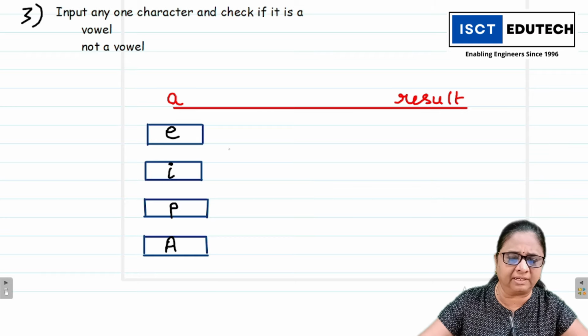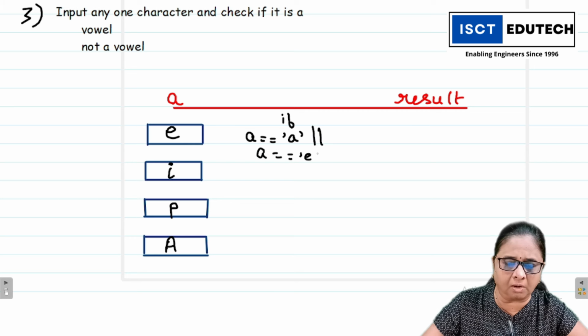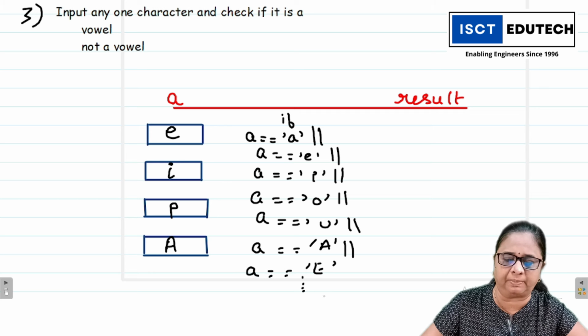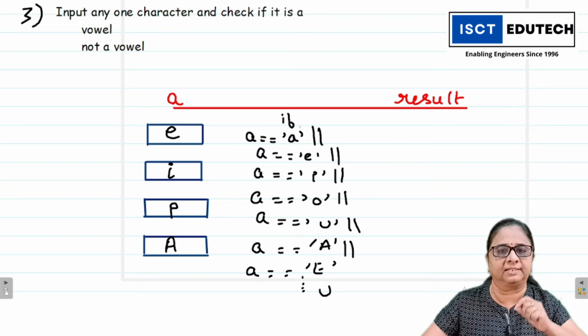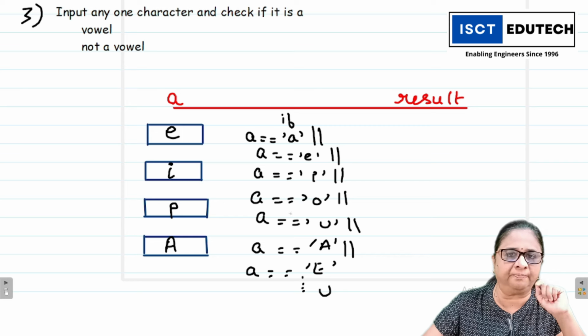How do we write it? Let me write it in a small way here. So if A is equal to a, or A is equal to E, or A equal to I, or A equal to O, or A equal to U, or A equal to capital A, or A equal to capital E. Like this, I should continue up to capital U. If any one of these conditions is satisfied, it is enough to tell it's a vowel. Only if all the conditions are false, then it is taken as not a vowel.